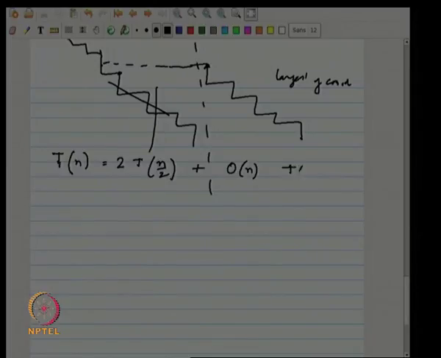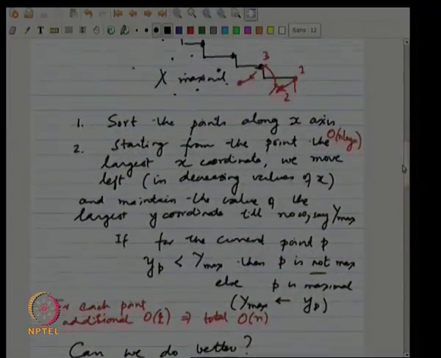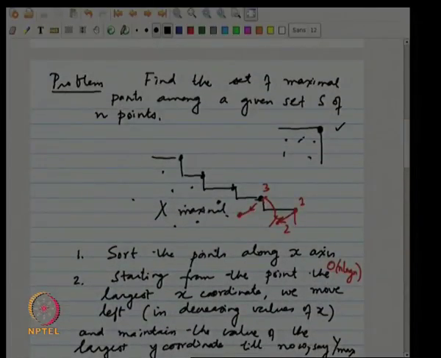I am not writing the terminating condition, and that implies T of n equals O of n log n. So, that is another n log n algorithm, right. Okay, good. So, n log n is a lower bound and we can't do better, okay. Fine, but let me scroll back to this situation.